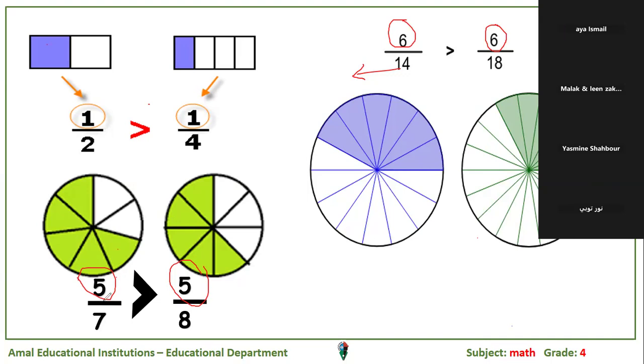So now 5 and 5, the same numerators. I compare the denominators. 7 is less, so the fraction 5/7 will be bigger. Do you understand? Yes.